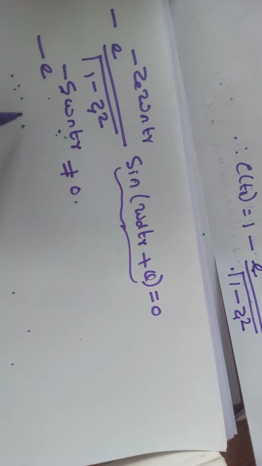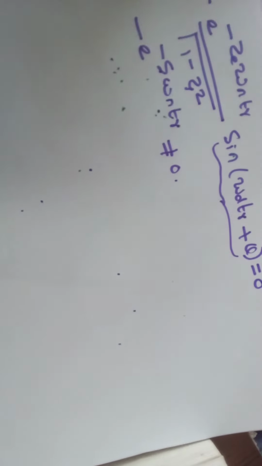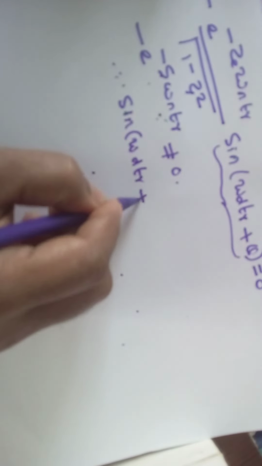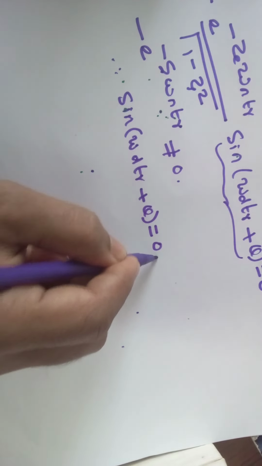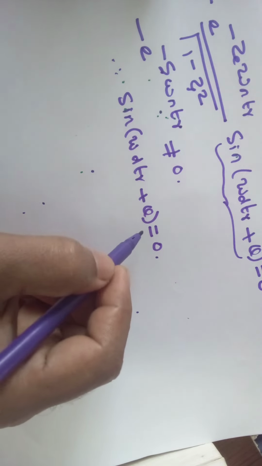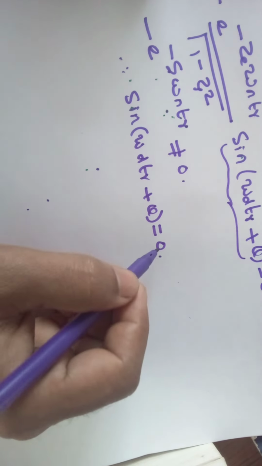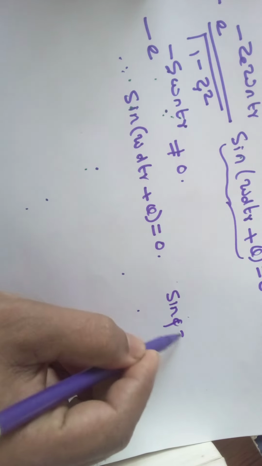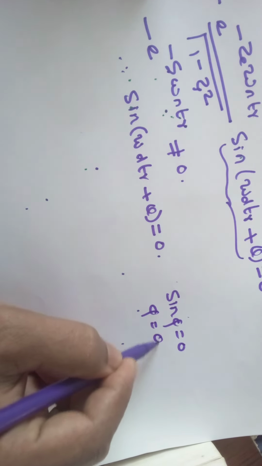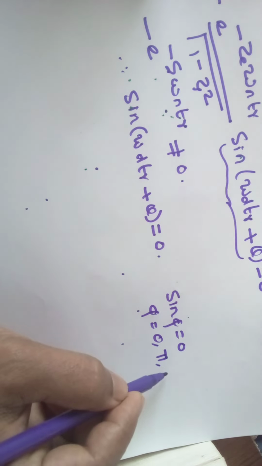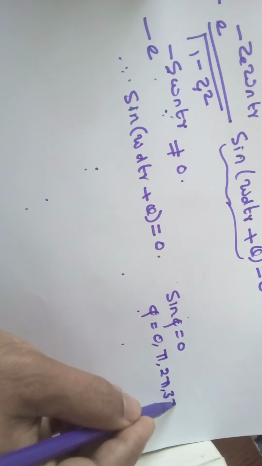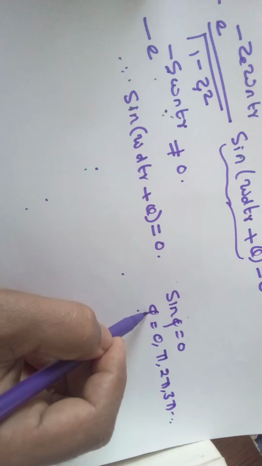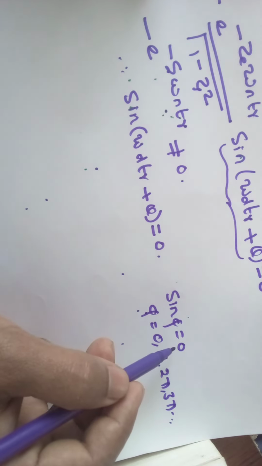Therefore, this term can be equal to 0, so we can write sine omega d tr plus theta is equal to 0. Understood? Now, sine phi equal to 0. Already you know sine phi equal to 0. The value of phi can be 0, pi, 2 pi, 3 pi, etc. For all these values of phi, sine phi is equal to 0.